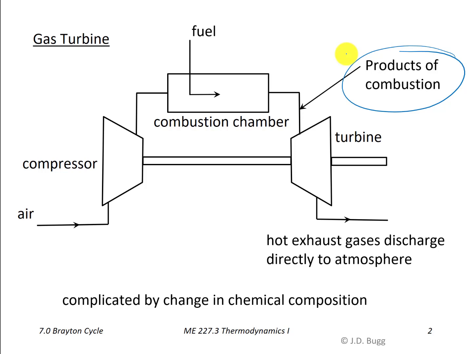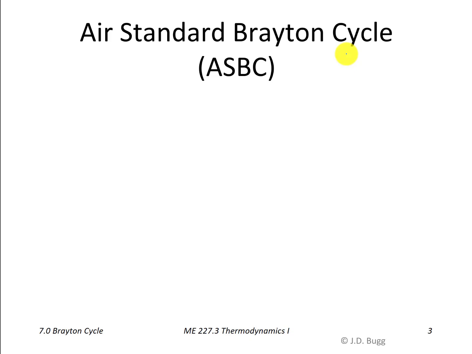Now in this course, we're not going to consider combustion. We're going to save that for your fourth year thermodynamics course. But instead, we're going to look at a standard Brayton cycle. So the first one we're going to look at is called the air standard Brayton cycle. And you'll see the initials ASBC to refer to the air standard Brayton cycle.